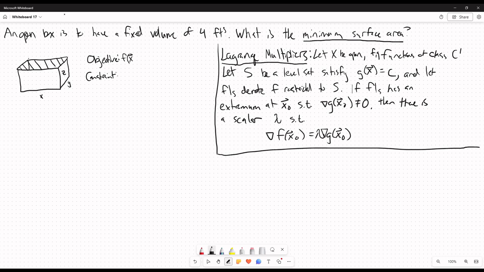So we're going to have f of x, y, z, because we have 3 variables x, y, z, according to my little picture here. What's the surface area of this box? Well, we're going to have 2 sides with dimensions xz, so we have 2xz, 2 sides with dimensions yz, and since it's an open box, it's only going to have 1 side with dimensions xy.